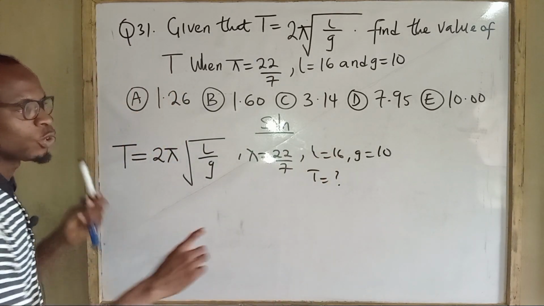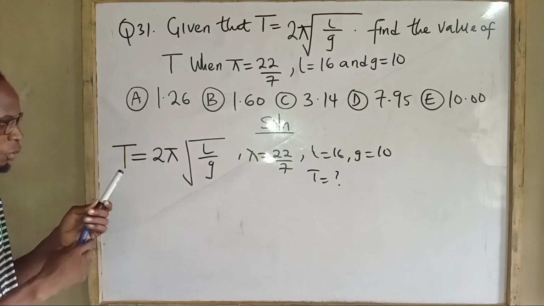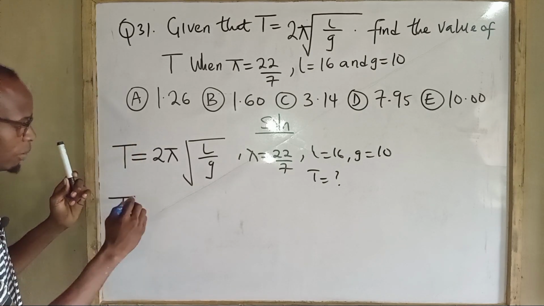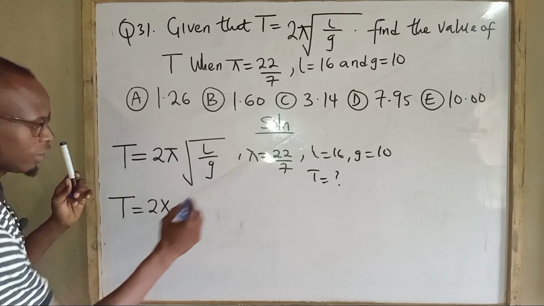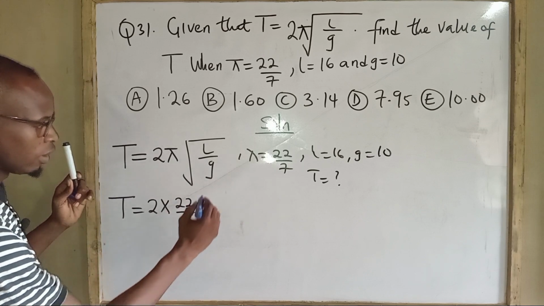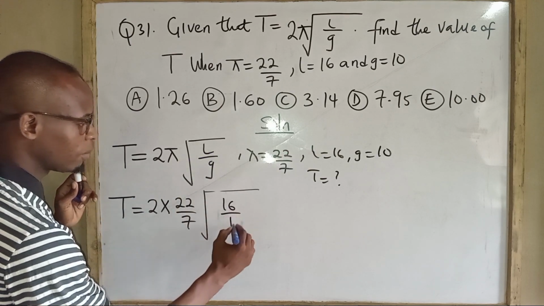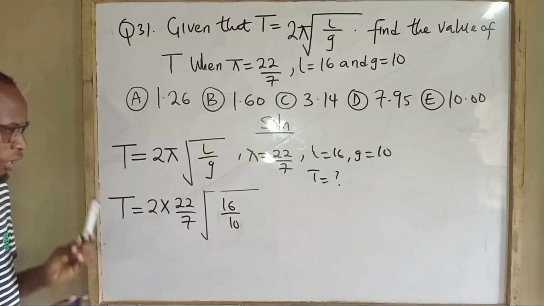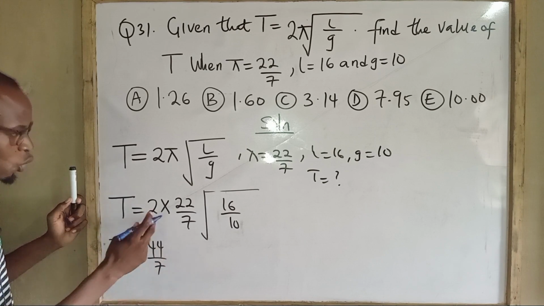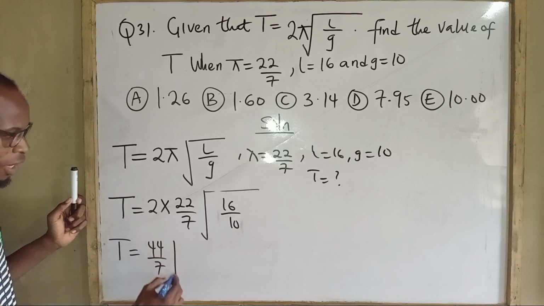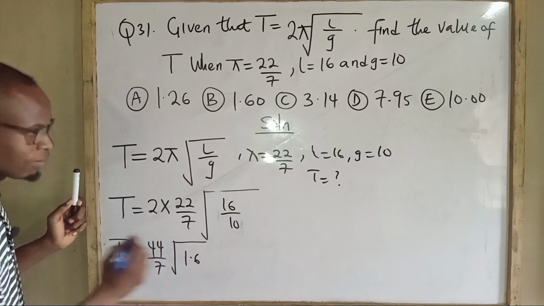Now that means that we need to substitute all these values into this equation. Of course, t is already standing alone, so we don't have any problem with that. So we can simply say that t equals 2 multiplied by pi, taken to be 22 over 7, then square root of L, which is 16, all divided by 10. From here we can still have it as 44 over 7, because 2 multiplied by 22 gives 44. Then here I can easily take this back to decimal: 16 divided by 10 gives me 1.6.